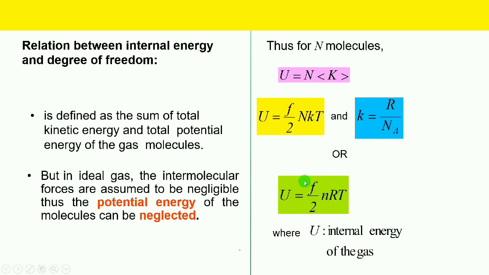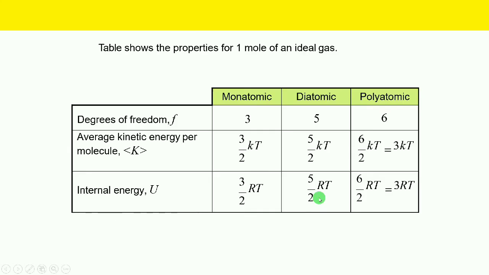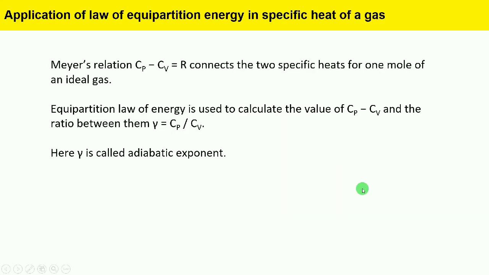We are following this formula here. For 1 mole, we write 1 by 2 RT as it is, and this number F is the degree of freedom for the given gas.